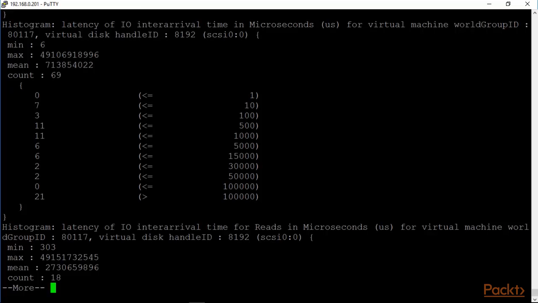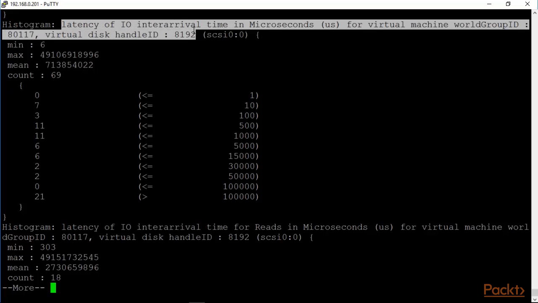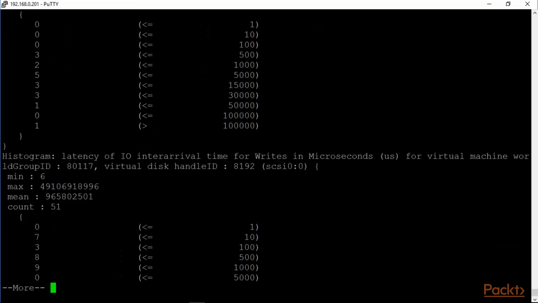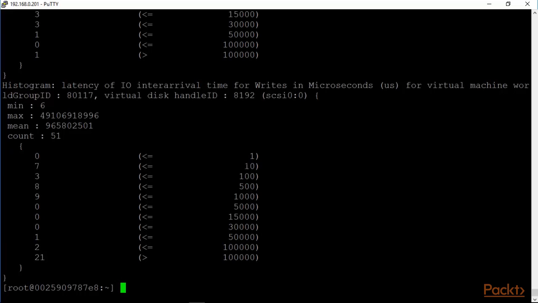And then of course you have the latency of I/O inter-arrival time for reads. You have the total latency of I/O inter-arrival. So you can see that up here 11 times your arrival time between your commands was 1000 microseconds, and so it goes. So vscsiStats is an extremely useful tool to be able to determine the I/O pattern for virtual machines.